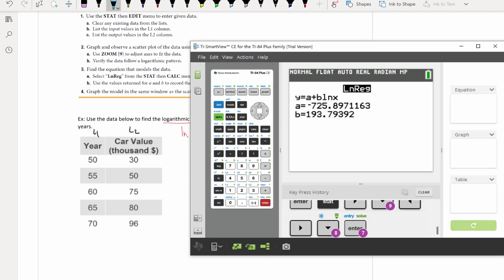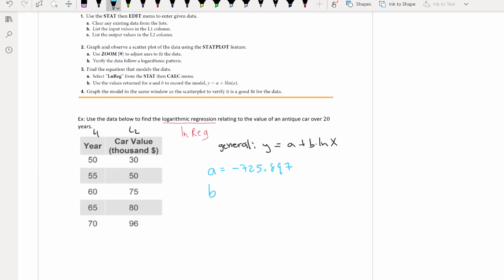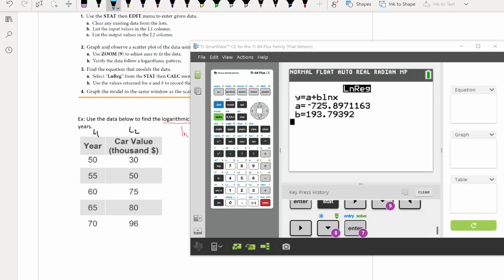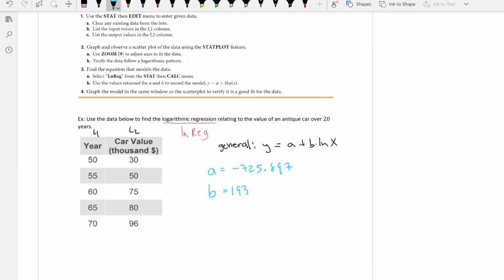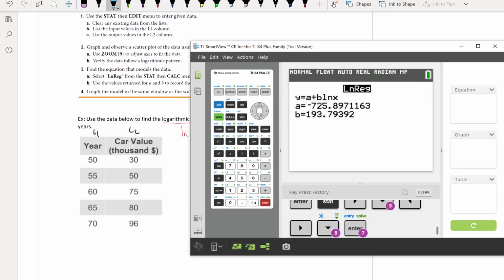And now my B value, if I round to 3 decimal places, it's 193.794 because that 9 tells me to bump it up. So 193.794 is going to be my B value. I guess I have to write it down, 193.794. Let me just double check. Okay, now I have it.